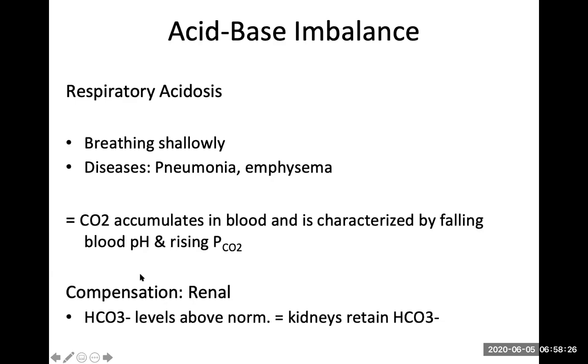So how does the body compensate for this and try to correct itself even before any medical professionals get involved? Well, the kidneys, we usually call this renal compensation when the kidneys are involved. Since our HCO3 bicarbonate ion levels are above normal, your kidneys will try to retain excess bicarbonate ion. And by retaining excess bicarbonate ion, they're trying to increase your blood pH because it's so acidic at this point. So that's respiratory acidosis. We have an accumulation of CO2 in the blood characterized by falling blood pH and rising pressure of CO2.